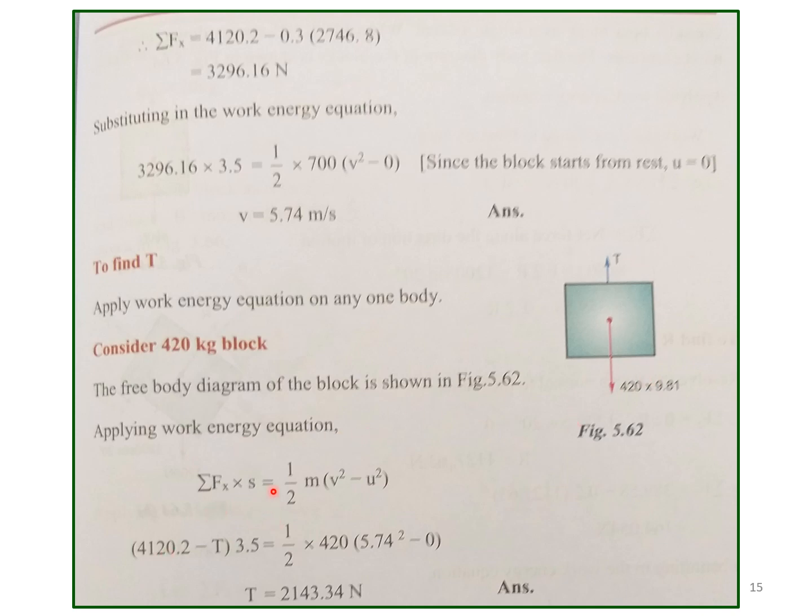Now work done is equal to change in kinetic energy. The work done is 4120, that is the self weight, minus T, into the distance moved, which is 3.5. That equals half m v square. So v is nothing but this, and u is 0. From this we get the tension in the string as 2143.34 Newton.